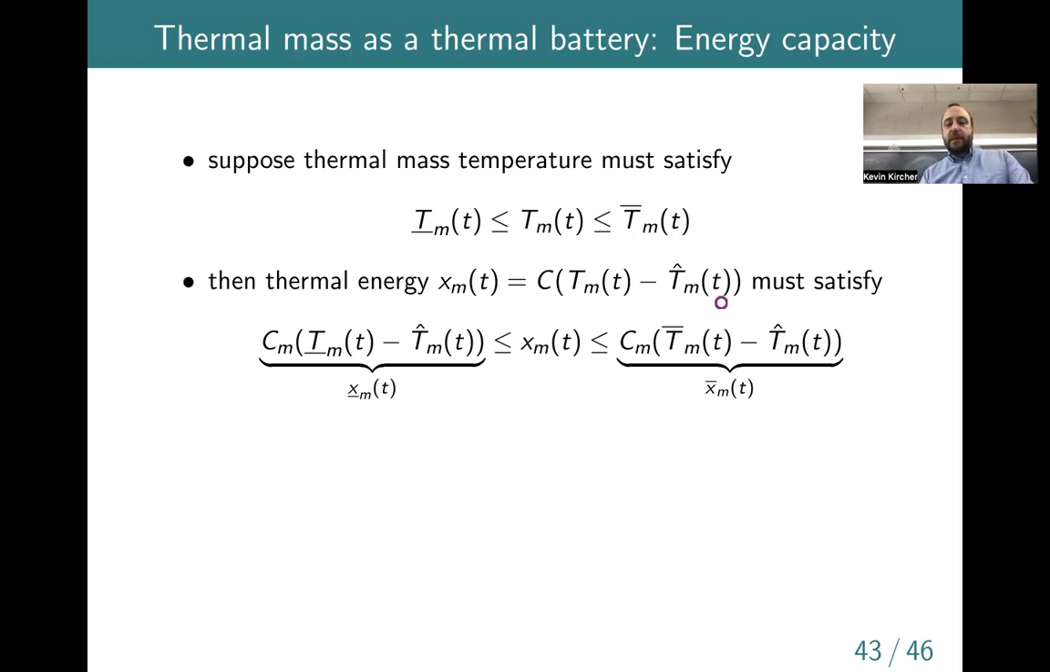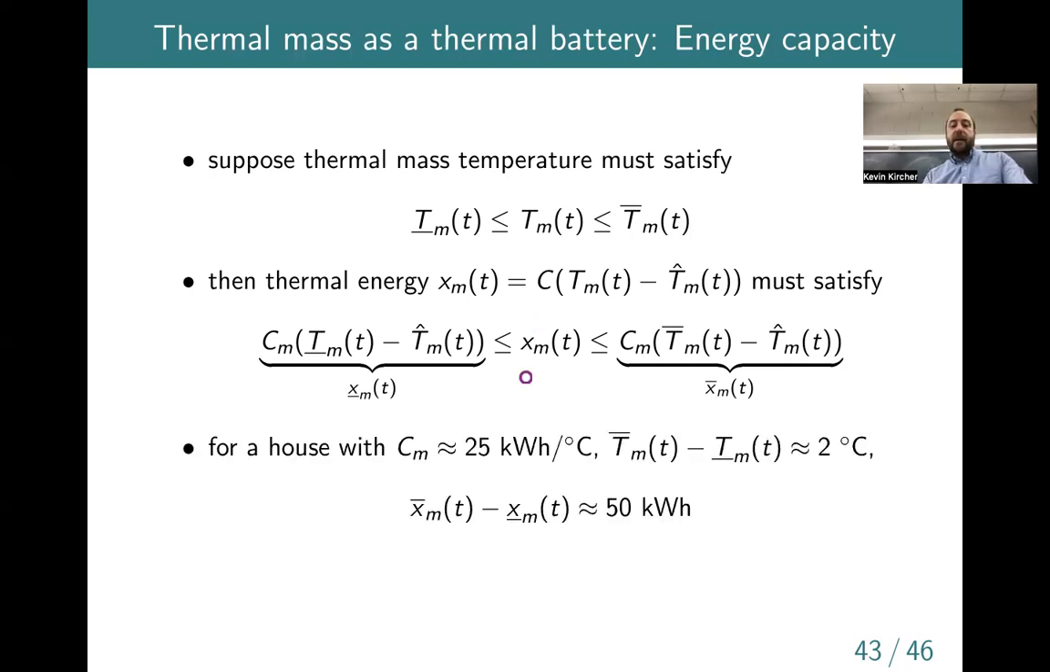Okay, so this is the thermal energy definition. And again, we do the same game. Basically, we multiply by C and we subtract off the preference T hat on the left-hand side and the right-hand side of these inequalities here. And then we define the thing that shows up on the left and on the right as the minimum and the maximum energy for the battery. And again, these things are potentially time varying because the preference here could be time varying, if we have a day and a night set point, something like that.